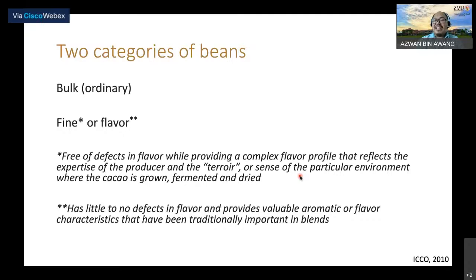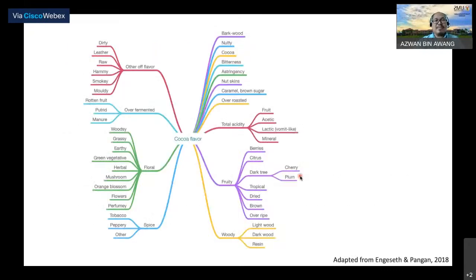So we think that this is one of the ways that we can bring back the industry of cocoa in Malaysia. All right, so you can see that cocoa is not just one cocoa flavor when you taste it, but it can have various wonderful flavors, from floral, spicy, woody, fruity, and so on. So there are lots of flavors.